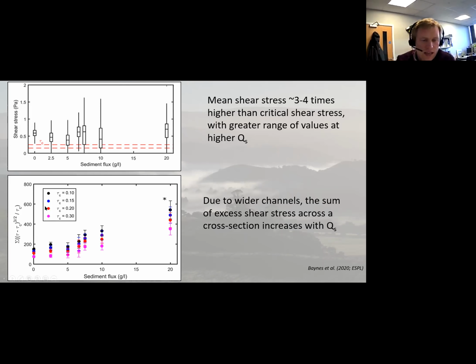So looking at that in more detail, what we have at the bottom here is we calculate the excess shear stress for each of the pixels. So that's the shear stress measured minus the critical shear stress. And then across the cross section, we add up the total of those excess shear stress values. So it makes sense that as the channels get wider, there are more pixels, which therefore have a higher total excess shear stress across the whole width of the channel, which I guess makes sense for requiring to transport those higher sediment loads that are coming in.